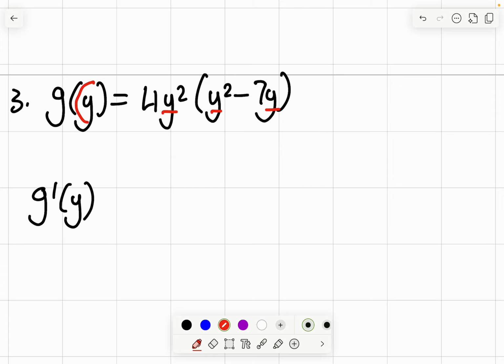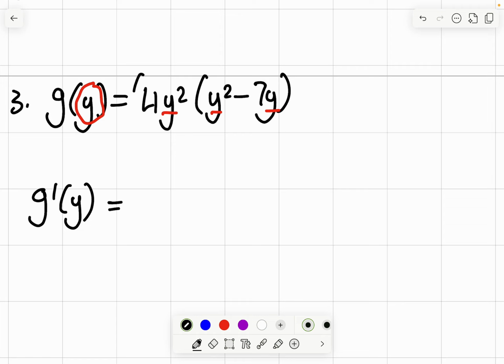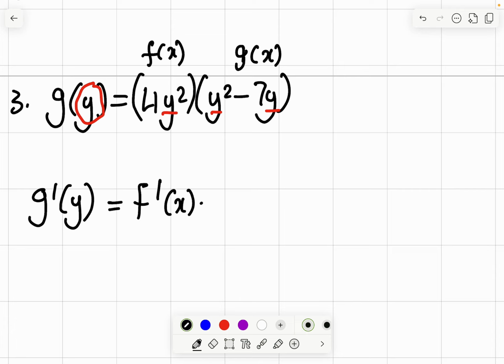Here is a key point. They are deriving with respect to y. You can call this thing a product. You can call this one f of x, this one g of x. It means you are going to have f prime of x. But we're deriving with respect to y.